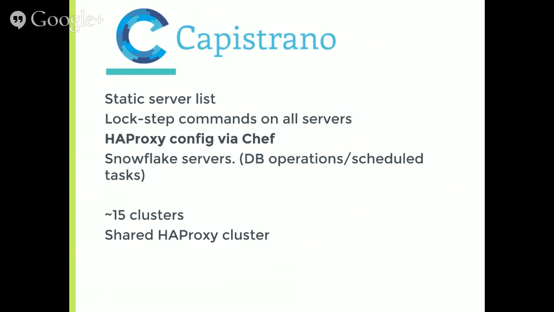we tell Capistrano to execute in sequence and lockstep sequence, meaning if we have 10 servers and we want to run a command ls, it's going to run ls on 10 servers. Once that's done, we go to the next one, and so on.